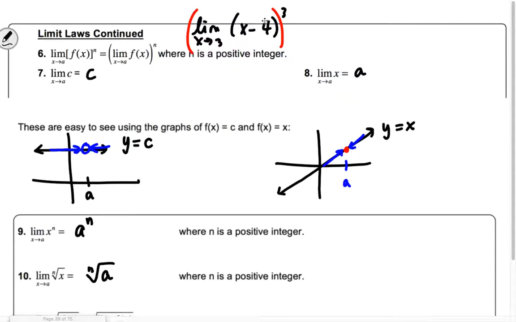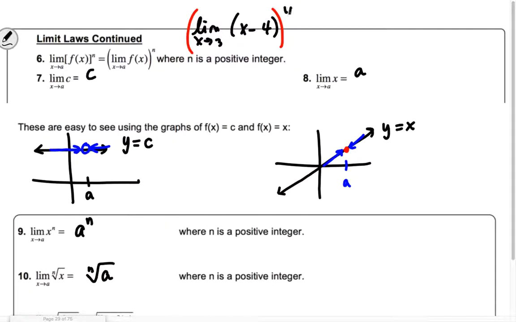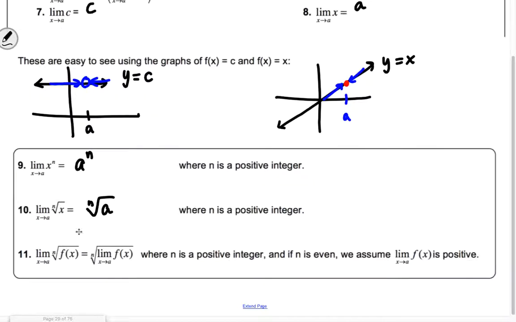So if that had been, instead of a 3, some kind of root, like a 1/2 power, we know a 1/2 power is like a square root. It's the same rule. So we can put the square root around all of it, or we can do the inside part first. It doesn't matter. Does that make sense? So these are the same.